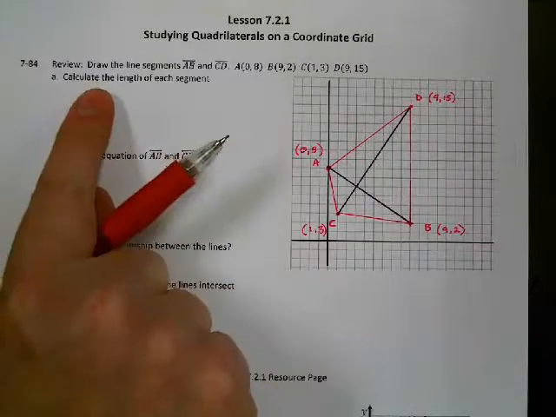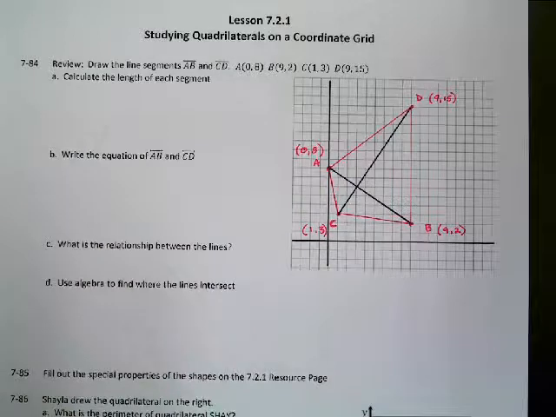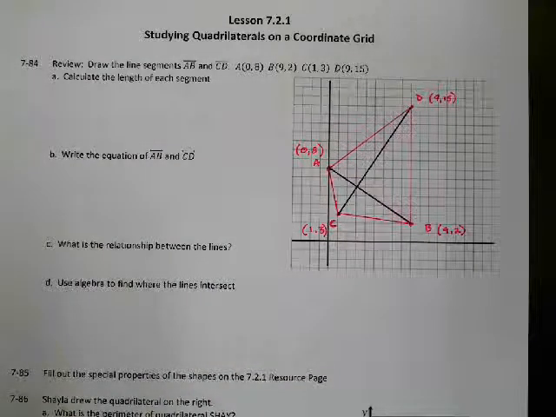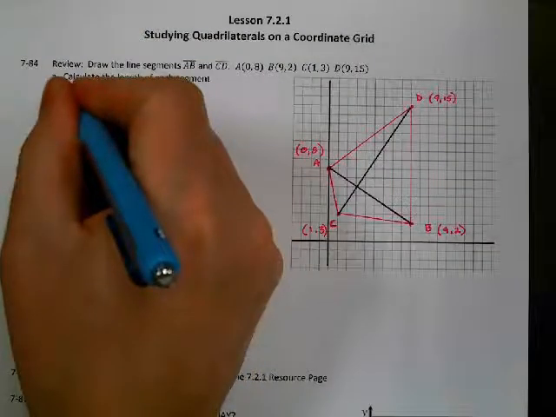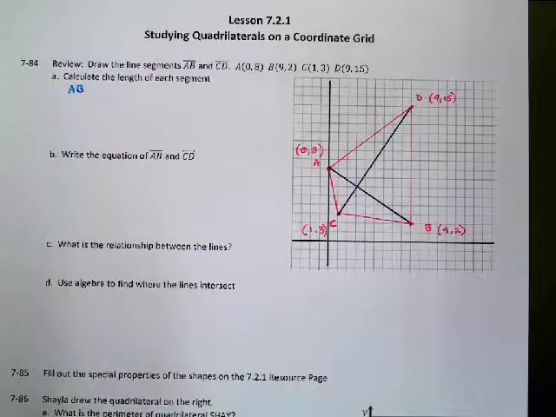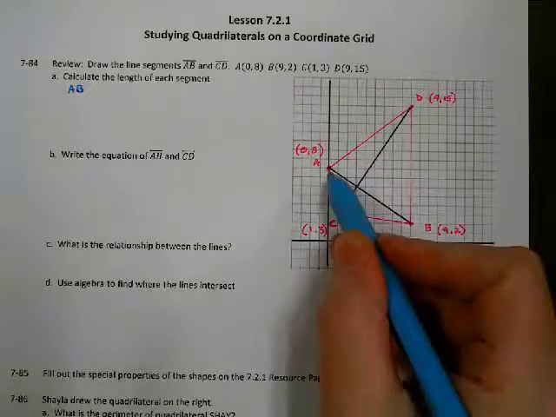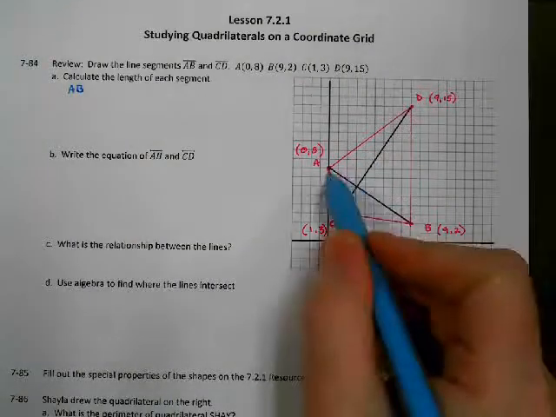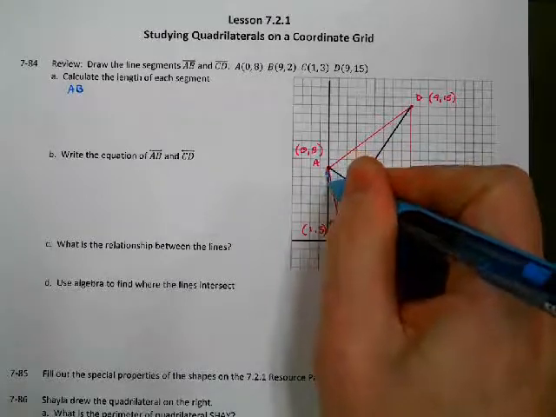All right, the first thing we're going to do is calculate the lengths of the segments. Let's start with AB. If I want the length of AB, what we can do is use the Pythagorean theorem. We're going to go from A to B, so that means we're going to go down. We're going to make this into a right triangle.